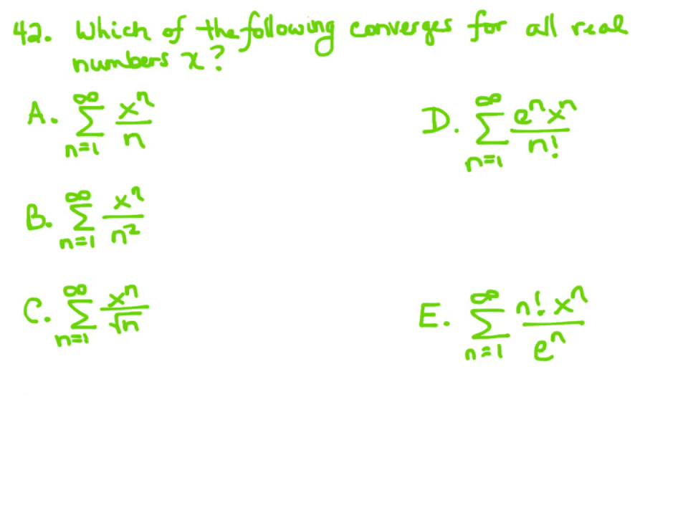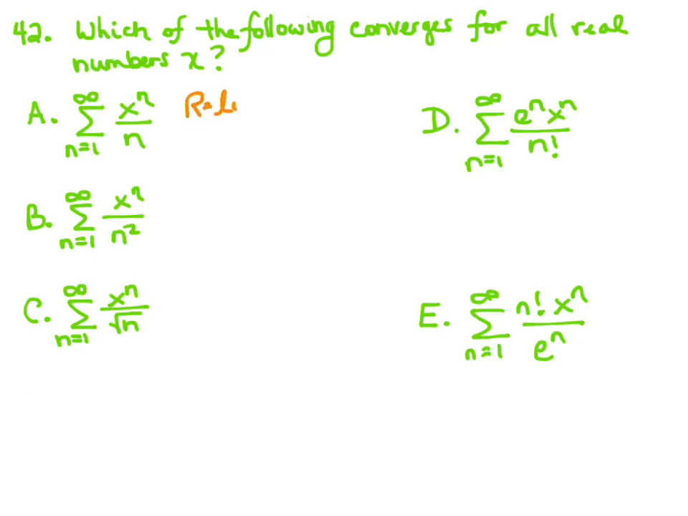We have x to the n over n. And I notice if I look at answer choices A, B, and C, they all have x to the n in the numerator and then different powers of n in the denominator. Like they look like P series times the x. So I'm going to work one of them as interval of convergence and see if we can't come up with an idea about all three of those.